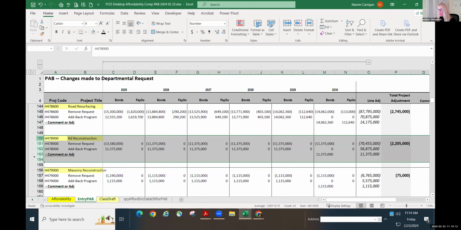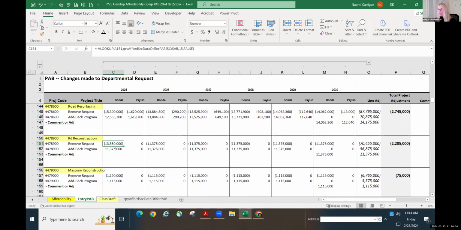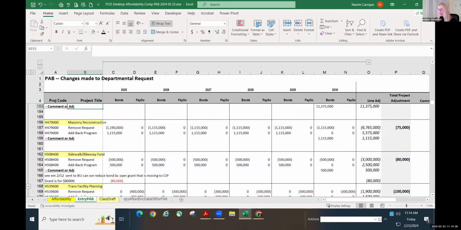Road reconstruction, same thing. They were requesting 13.6. We brought them back to plan, which basically impacts fiscal year 25. They kept their out years to plan. And I feel like some of these smaller ones, like this masonry, there was something very specific because it's $75,000 that they needed. So I did want to put it on there for recurring, but it sounds like they had a very specific project that needed that funding to complete it for fiscal year 25.